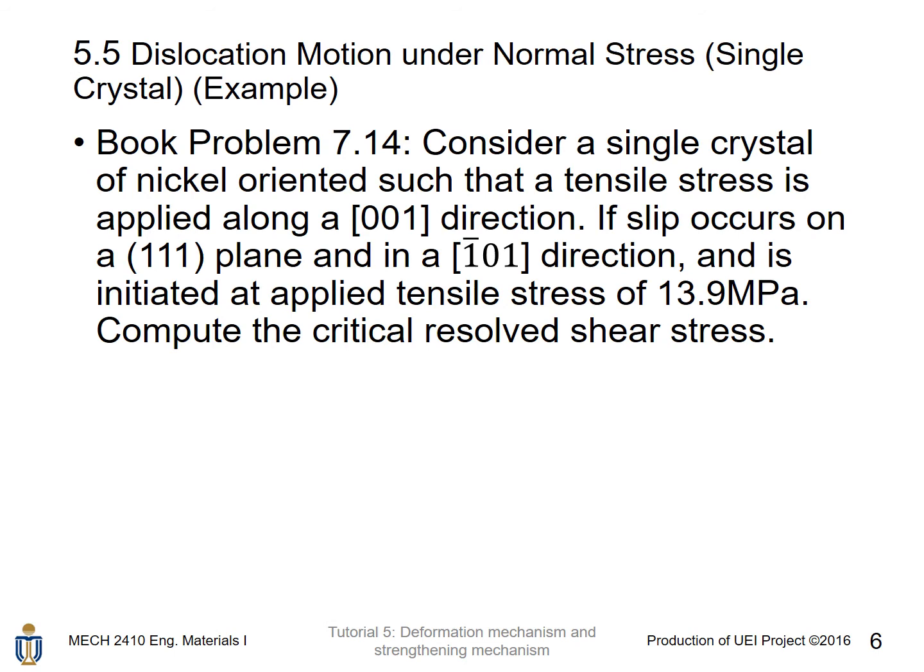Book problem. Consider a single crystal of nickel oriented such that a tensile stress is applied along a 001 direction, which is in terms of the crystallographic direction. Its slip occurs on a 111 plane and in a -101 direction, and is initiated at an applied tensile stress of 13.9 megapascal. Compute the critical resolved shear stress.